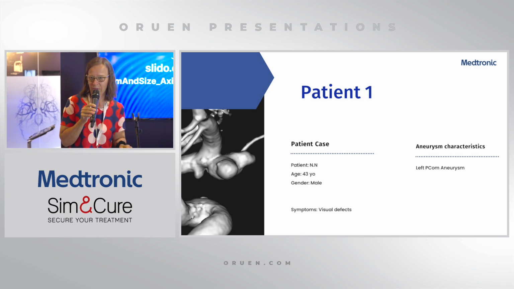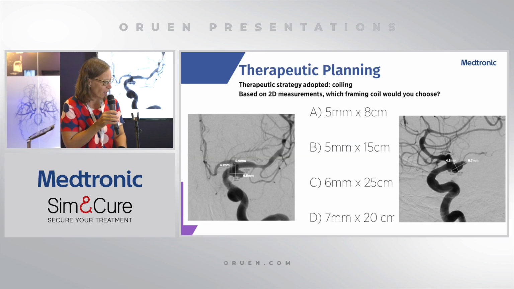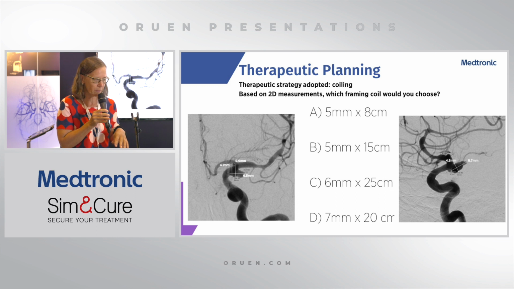Okay, so then we will treat the patient. So you can see the measurements from the 2D images. And there are 4 options for the first coil here. Different diameters and different lengths.